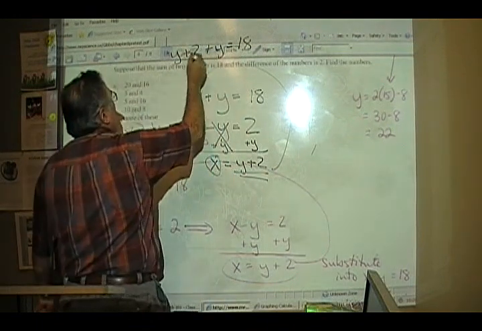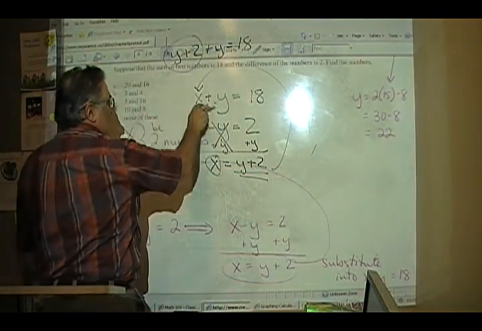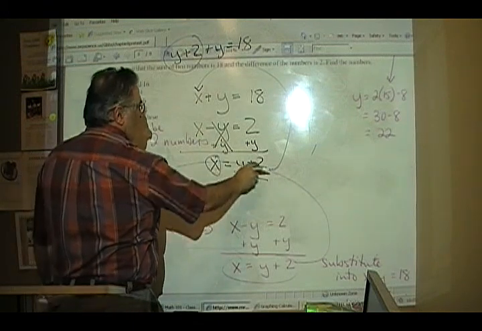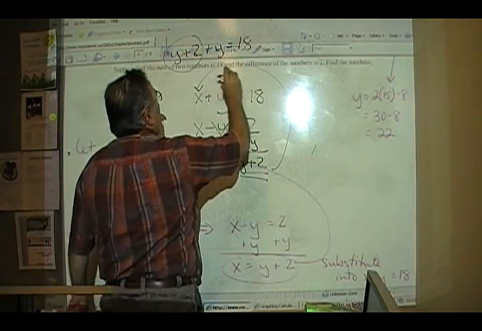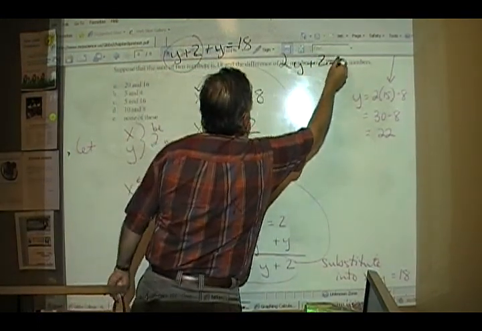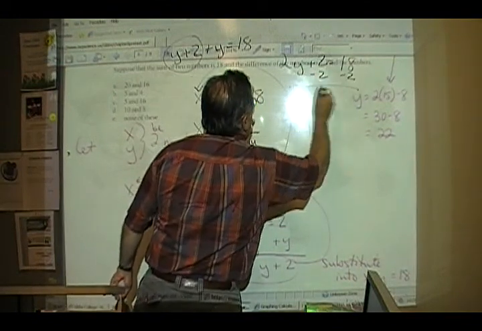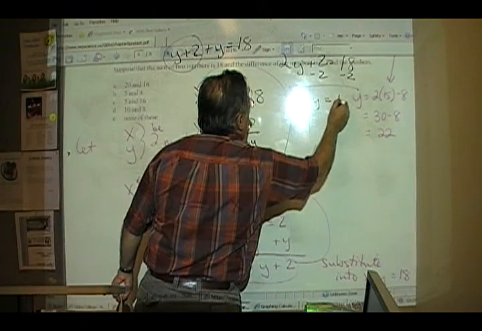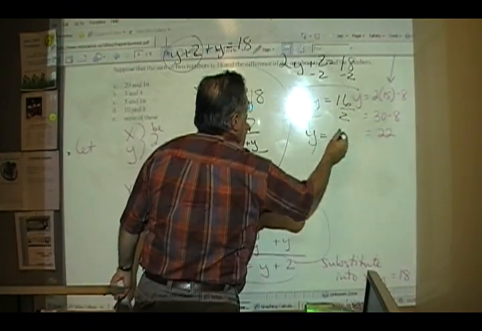So this part here, guys, is x. But we said down here that x equals y plus 2. Now I could add y plus y is 2y, plus 2 equals 18. Subtract 2 from each side, I get 2y equals 16. Divide by 2 on each side, and I get y equals 8.